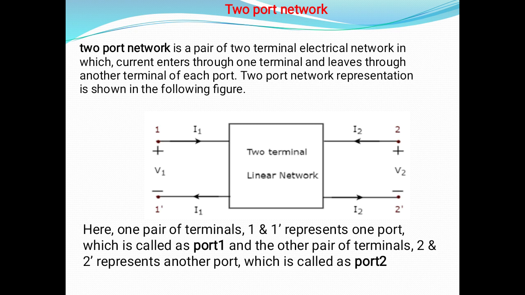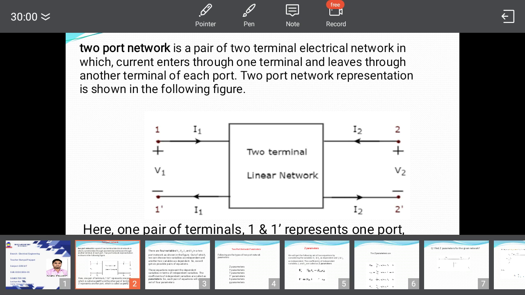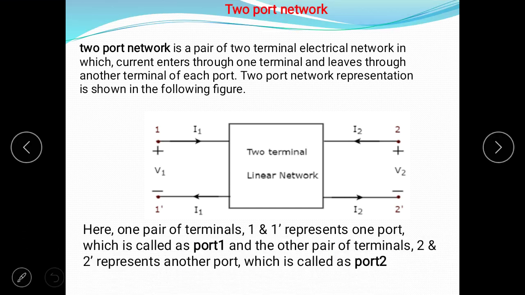What is a two-port network? A two-port network is a pair of two-terminal electrical network in which current enters through one terminal and leaves through the other terminal of each port. So two-port network representation is shown in figure below.